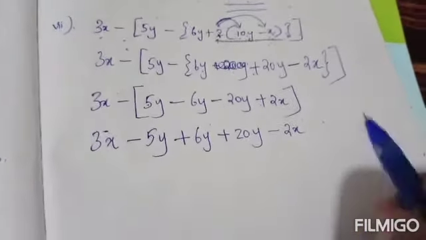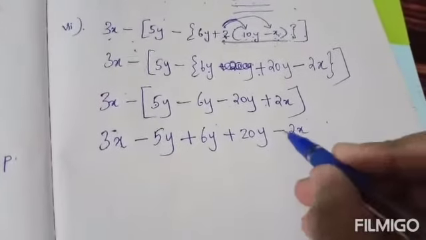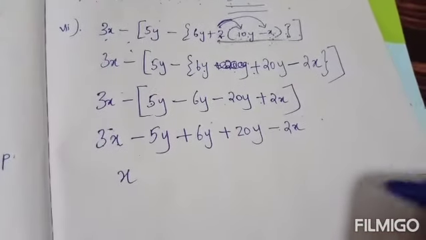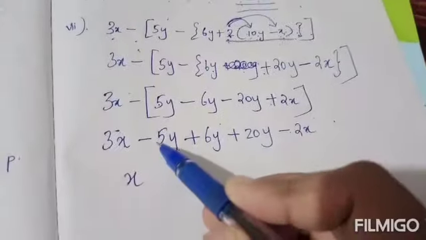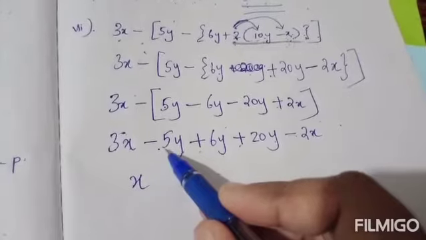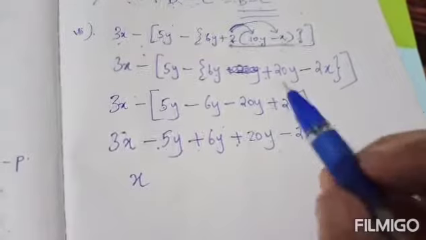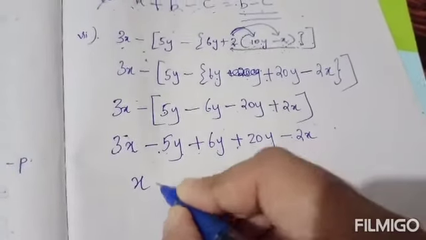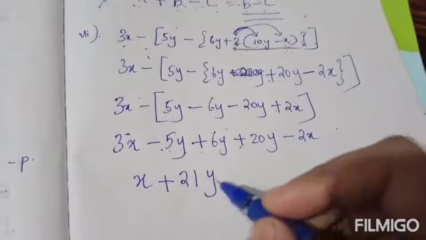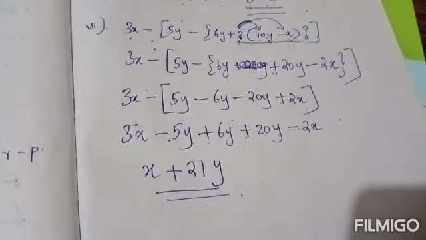Now you can do the subtraction or addition of like terms. So 3x minus 2x, that will be x. 1x you will get, that is x. Now minus 5y plus 6y plus 20y. So minus 5y plus 6y you will get 1y. Now 1y plus 20y you will get plus 21y. 1 plus 20, it is 21. So x plus 21y is the answer.